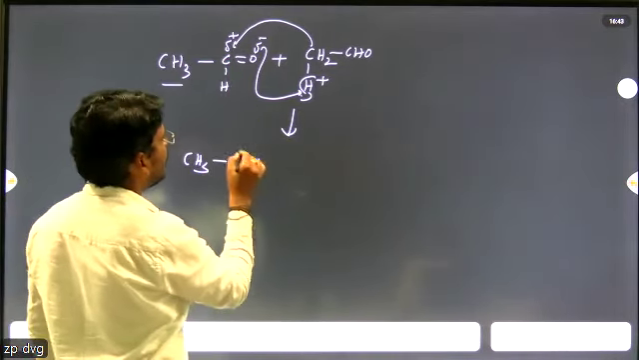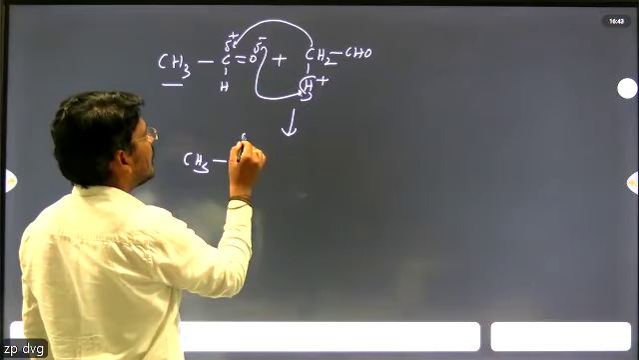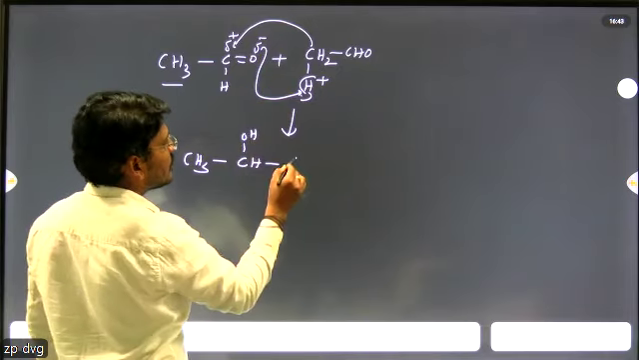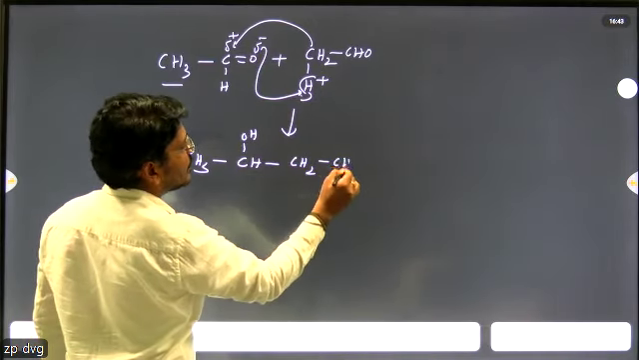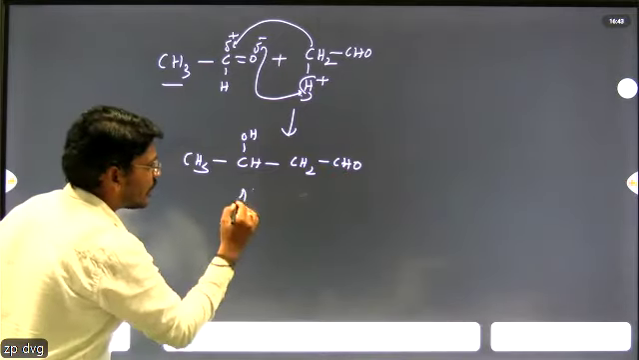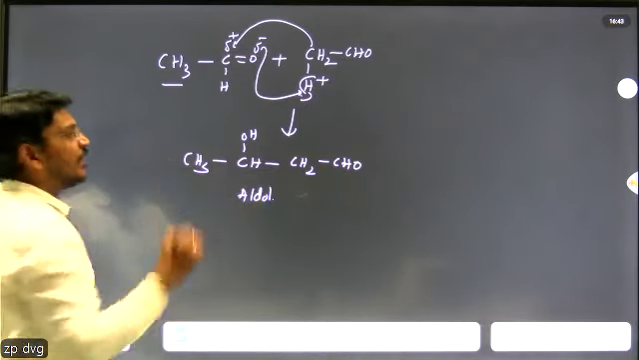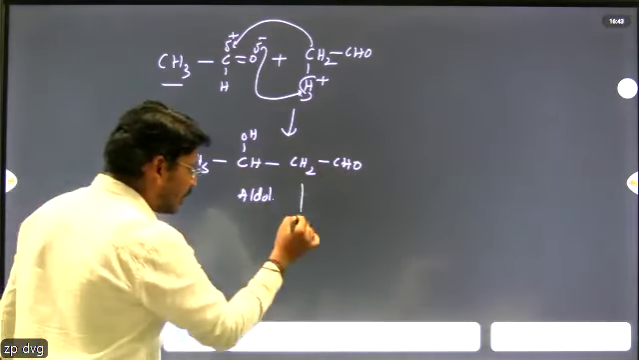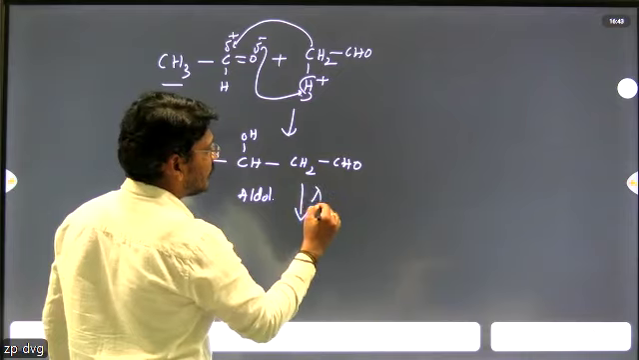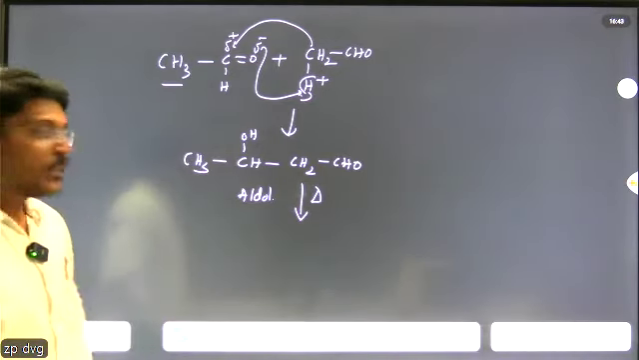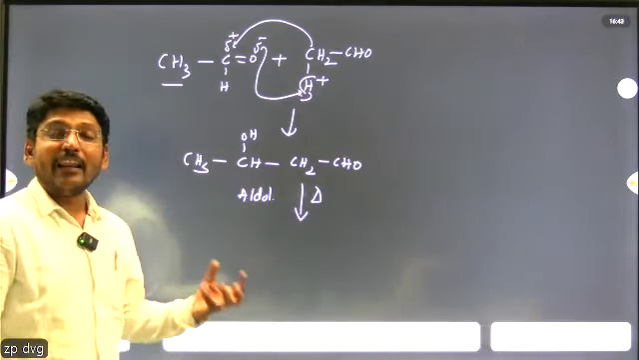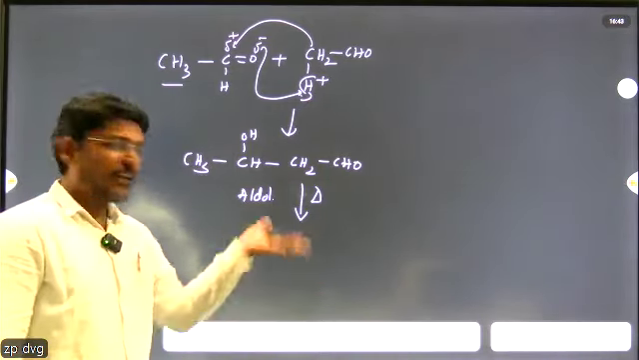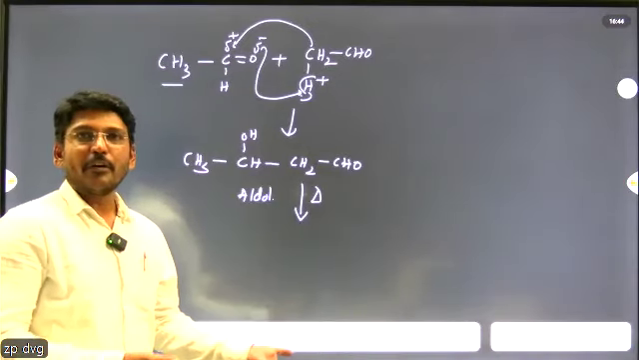For this component, O will be there, and to the O we add hydrogen. Thereafter, a single bond, CH2 CHO. This compound is called aldol. Why is it called aldol? Because it contains an aldehyde as well as an alcohol group. When this aldol undergoes condensation by increasing the temperature, we definitely get alpha beta unsaturated aldehydes or ketones. Here we get aldehydes, but sometimes we can get ketones also.